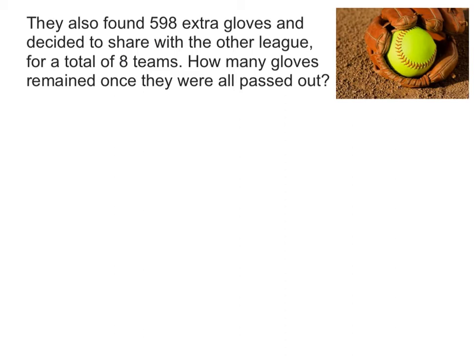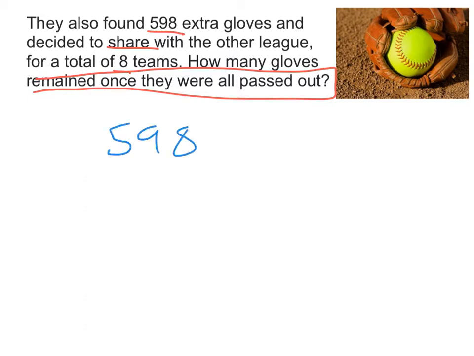Alright, so I'm looking for my key clue words here. I see 598, I see 8 teams, I see share, I see remained, that's going to actually be my question. Remained meaning how many is left over. So 598 divided by 8. How many times does 8 go into 5? Well, it doesn't. Oh, I forgot my steps. Divide, multiply, subtract, bring down, repeat. How many times does 8 go into 5? It doesn't. This time I'll walk through the steps.